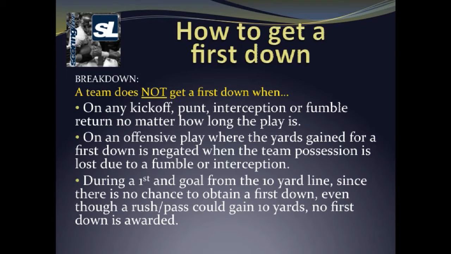On an offensive play, the yards gained for a first down are negated when the team's possession is lost due to a fumble or interception. Okay? Does everybody understand what that means? So on that one, let's say a team rushes 20 yards, but then fumbles the ball and the other team gets the ball. Okay? Because the play wasn't over, that team, even though they gained 20 yards and would have gotten a first down, does not get a first down because of the fumble or a possible interception. Okay? Everybody understand? So no first down on that play. So again, the sticks didn't move on that play, so you don't credit a first down.